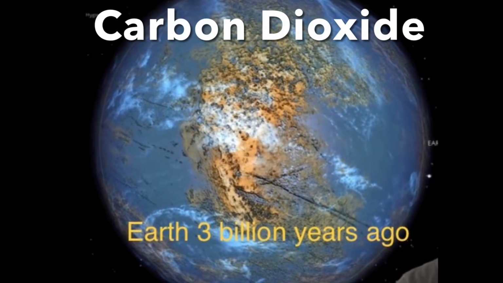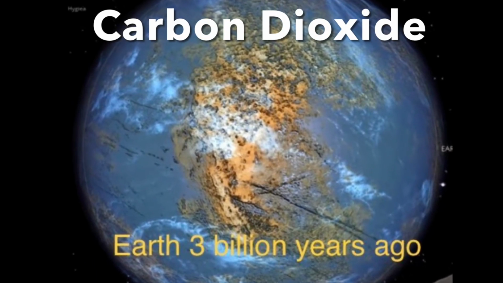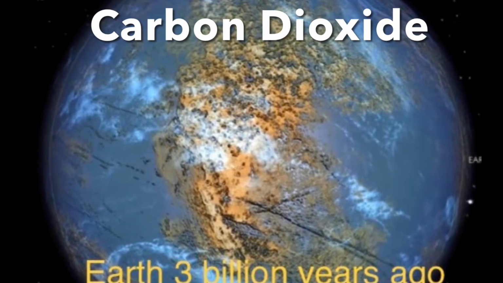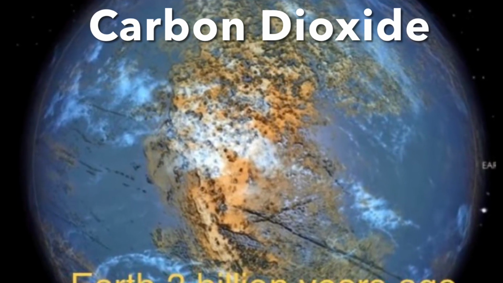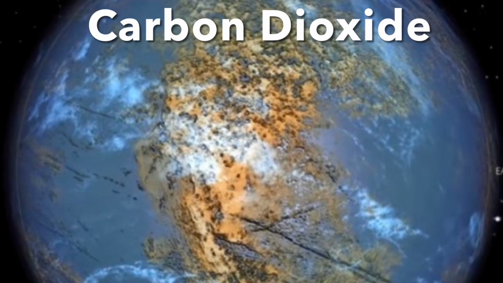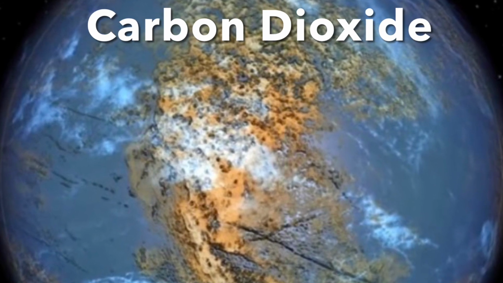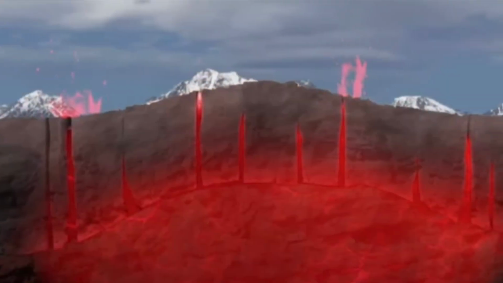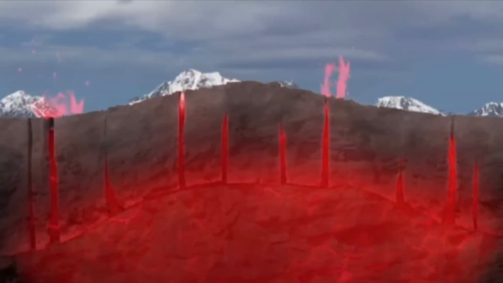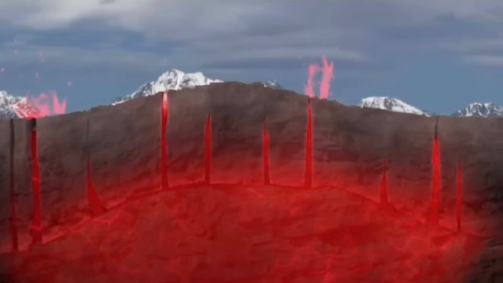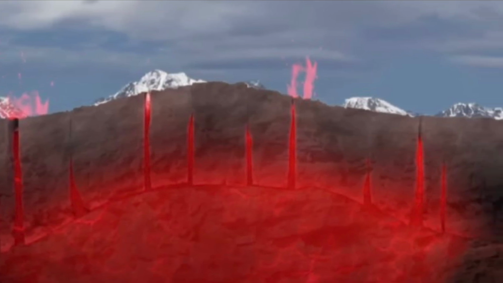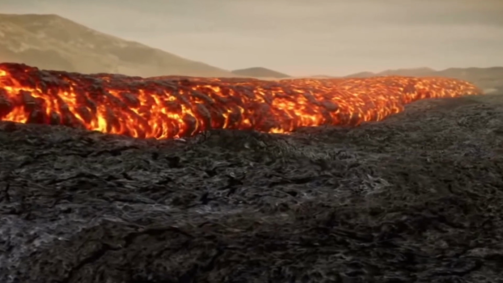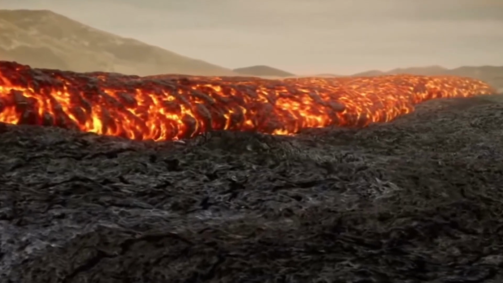About 3 billion years ago and before, the Earth's atmosphere was very different from what it is today. The major component of the Earth's atmosphere back then was carbon dioxide, CO2. All this carbon dioxide came from the many volcanoes that were constantly erupting on the surface of the Earth. There were no plants or animals existing on the Earth at that time.